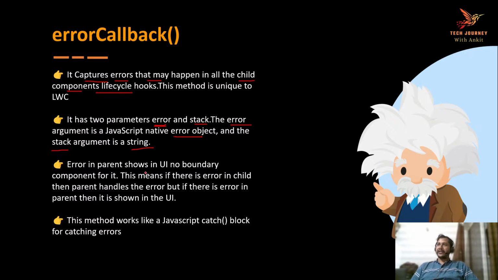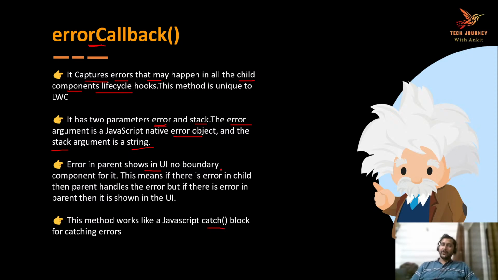Next point here is that an error in the parent will show in the UI. In case the parent component throws any error, there is no way to handle it, because the error callback handles the errors that come from the child component. If your child component is throwing an error, then your parent component can handle that error with the help of the error callback. But if your parent component is throwing the error, then that error cannot be handled. It will automatically be displayed on the UI. As I already highlighted, it works more like a catch block in JavaScript.